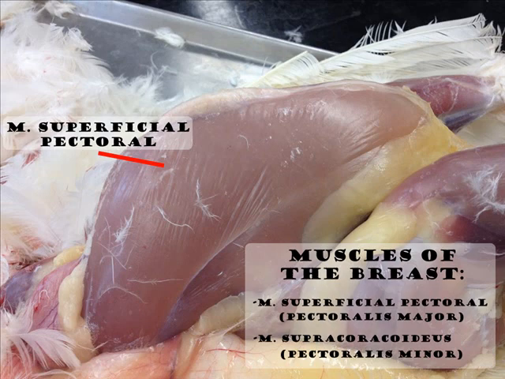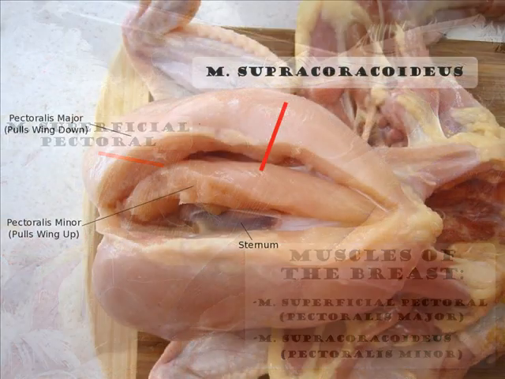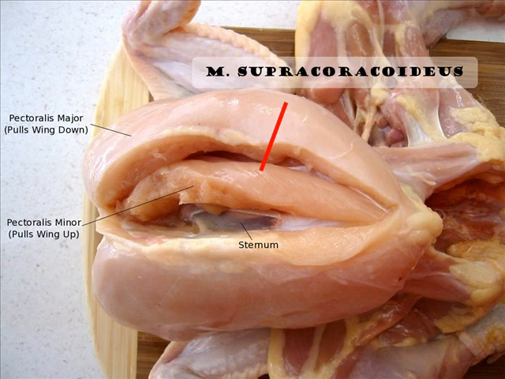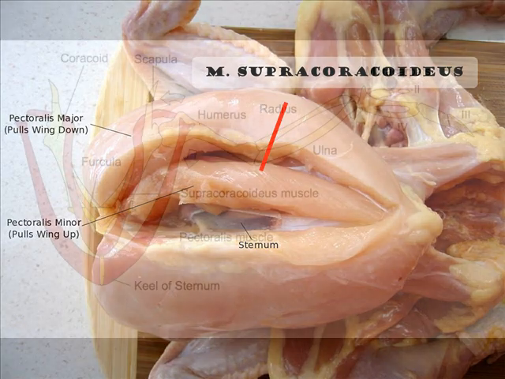The muscles of the breast include the superficial pectoral and supracoracoideus muscles. The superficial pectoral muscle, also known as pectoralis major, is the largest muscle of the body. It accounts for the downward force of the wing during flight. The supracoracoideus muscle, also known as pectoralis minor, is responsible for elevating the wing during flight.